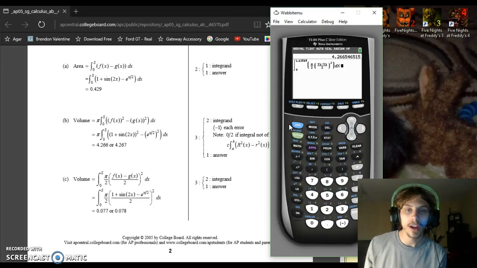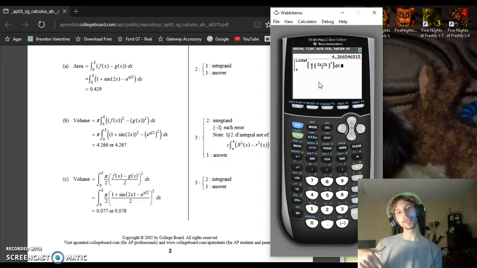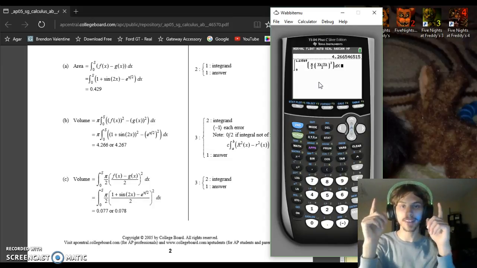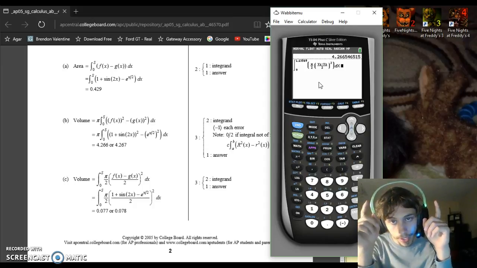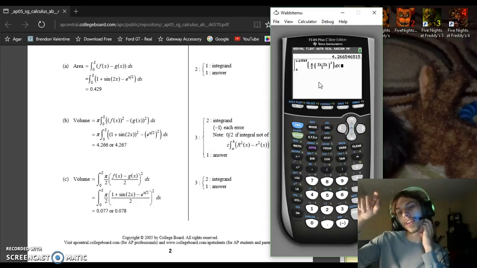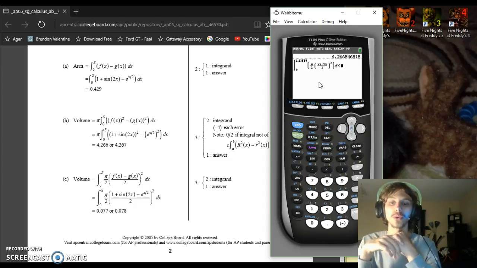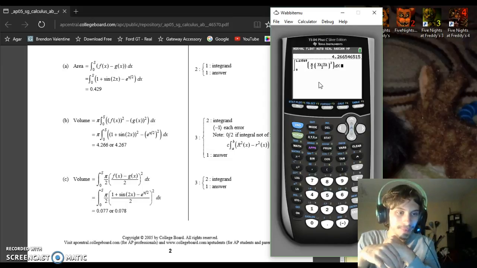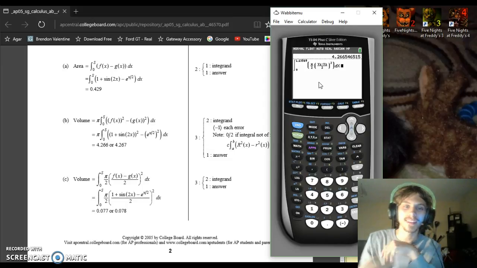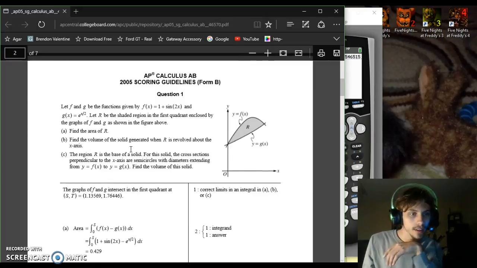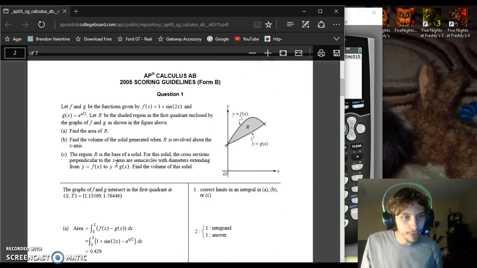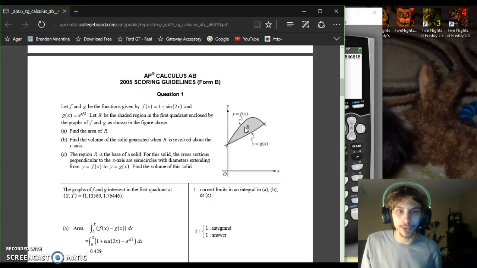So our equation is pi over 2, and then in parentheses, f of x minus g of x over 2, and then outside the parentheses is an exponent of 2. Now, why divide by 2? It's a semicircle. It says cross sections perpendicular to the x-axis are semicircles. So you had to find the derivative of volume, and then you had to divide it by 2 since they are semicircles and not full circles.